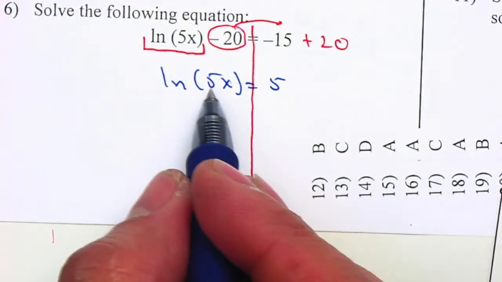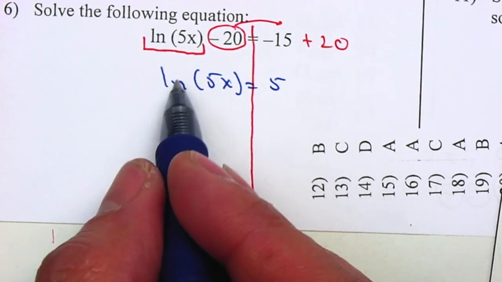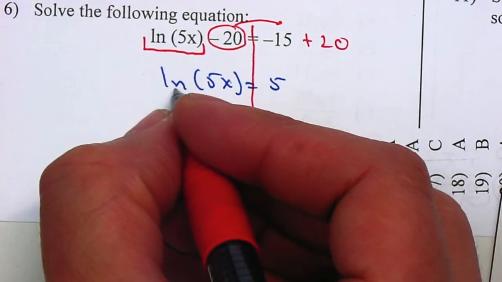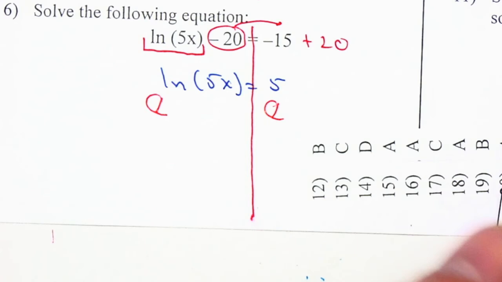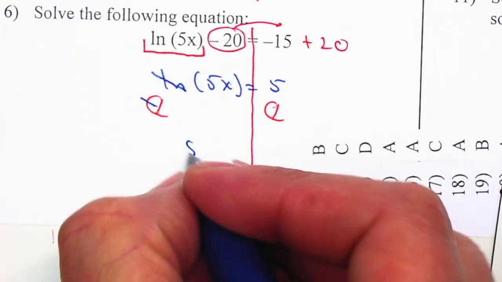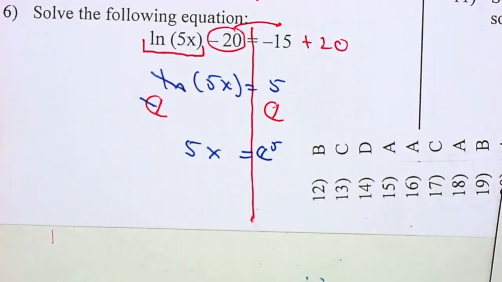We cannot divide by the 5 because we're taking the log of 5x. We want to get rid of the log first. So the opposite of a log is a base. The base for this log is e, so we're going to do a big E. We're going to exponentiate with base e. That cancels. So 5x is equal to e to the 5th power.